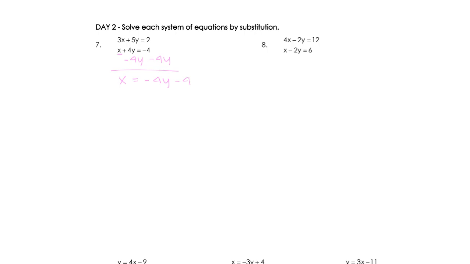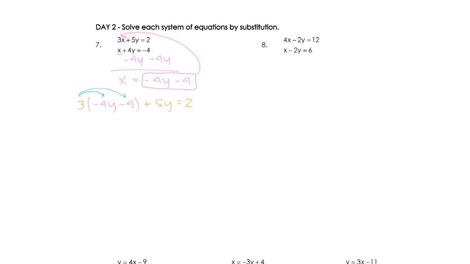Now that I have an isolated variable, remember we draw a box around everything after the equal sign. Since we used the bottom equation, we need to plug this in for x in the top equation. And again, you're plugging it in for x because that's what the box is equal to. So then I'm going to go ahead and start copying down. I have 3, and then in parentheses, negative 4y minus 4. And then finish copying down the rest of that, plus 5y equals 2. And then go ahead and start solving here.